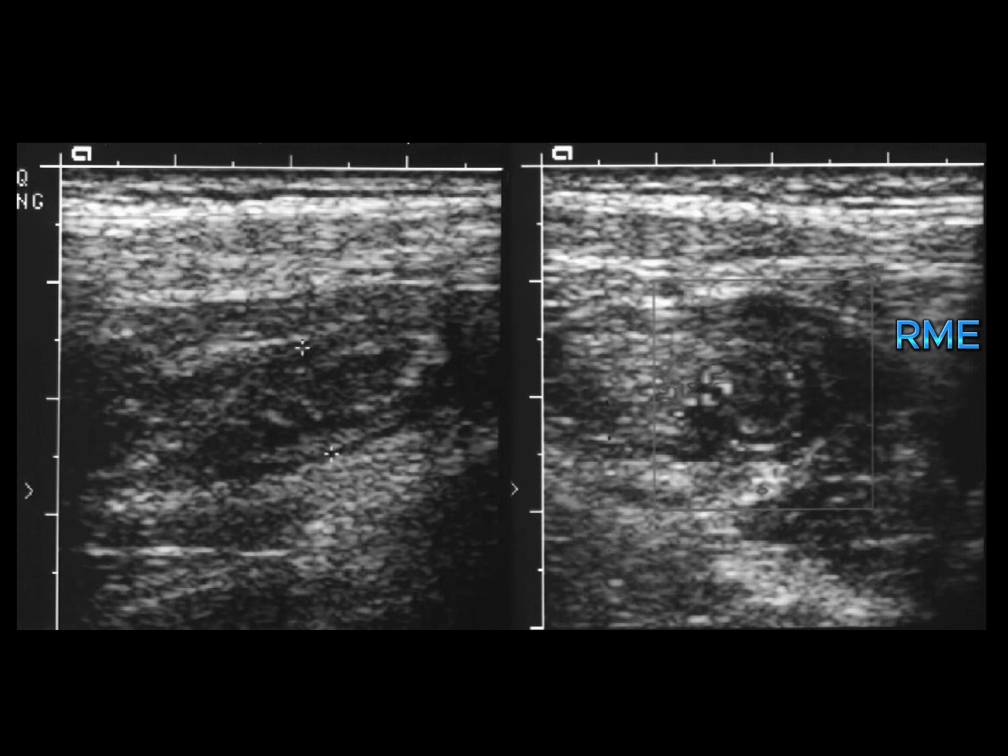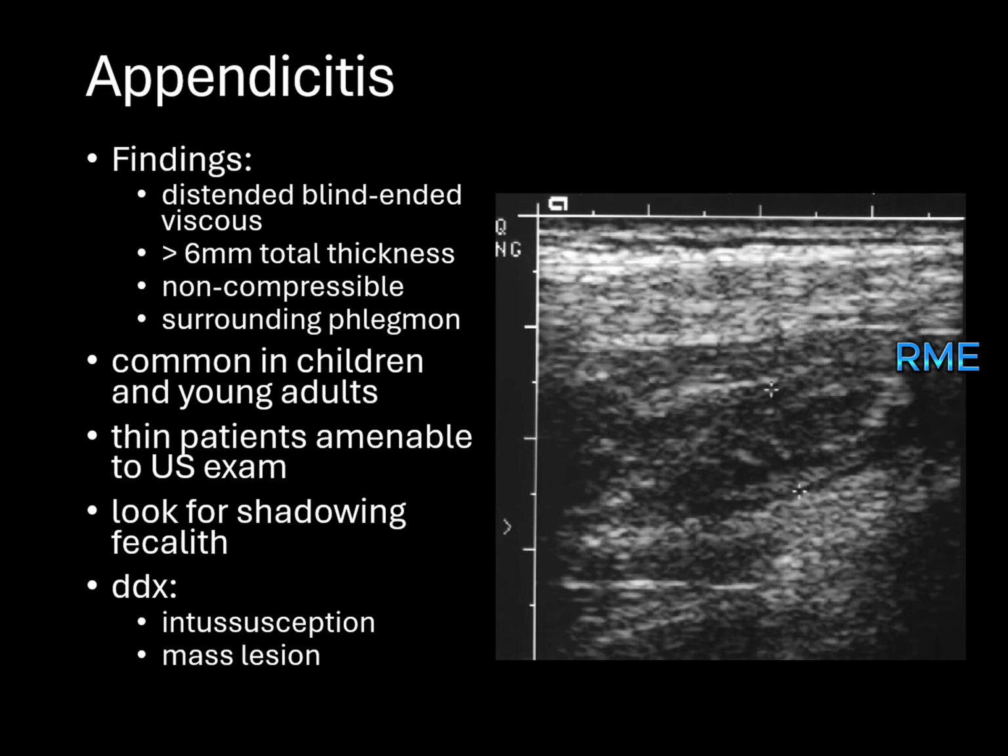What abnormalities do you notice in this image? This image shows a distended, blind-ended viscus 6 mm in total thickness, non-compressible, with surrounding phlegmon. These findings are characteristic of appendicitis. The appendix appears swollen and inflamed, with surrounding fat stranding.